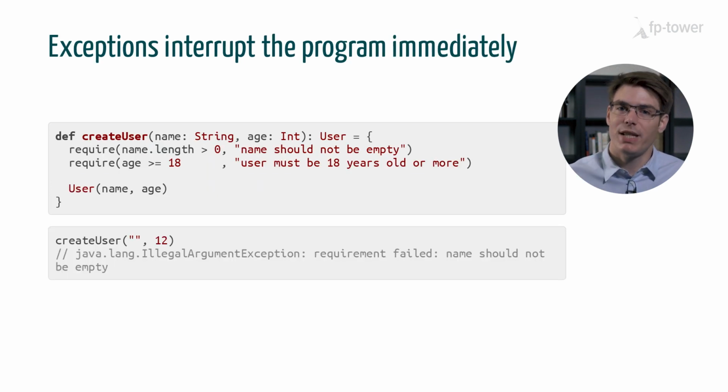Finally, the last issue with exceptions is that they interrupt the program immediately, which is a good default behavior, but it's not always what we want. For example, createUser validates that the name of the user is not empty and that they are at least 18 years old. Now, if we call createUser with an invalid name and an invalid age, we only get an error for the name. This is because this function blows up immediately when the first exception occurs.